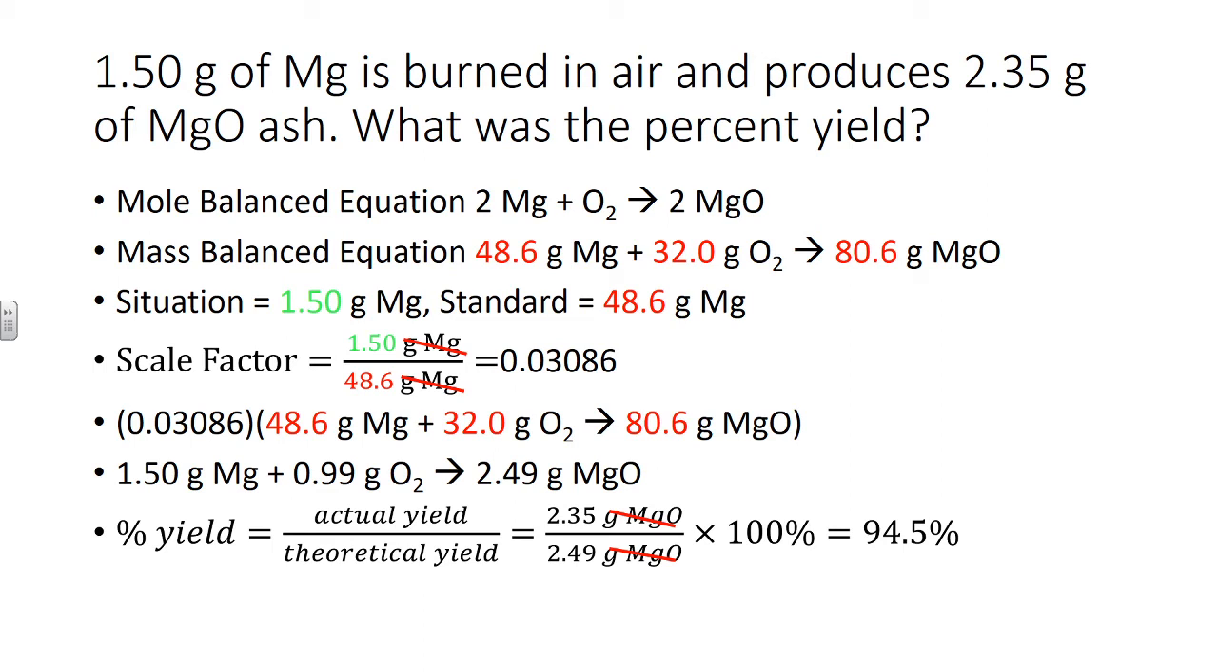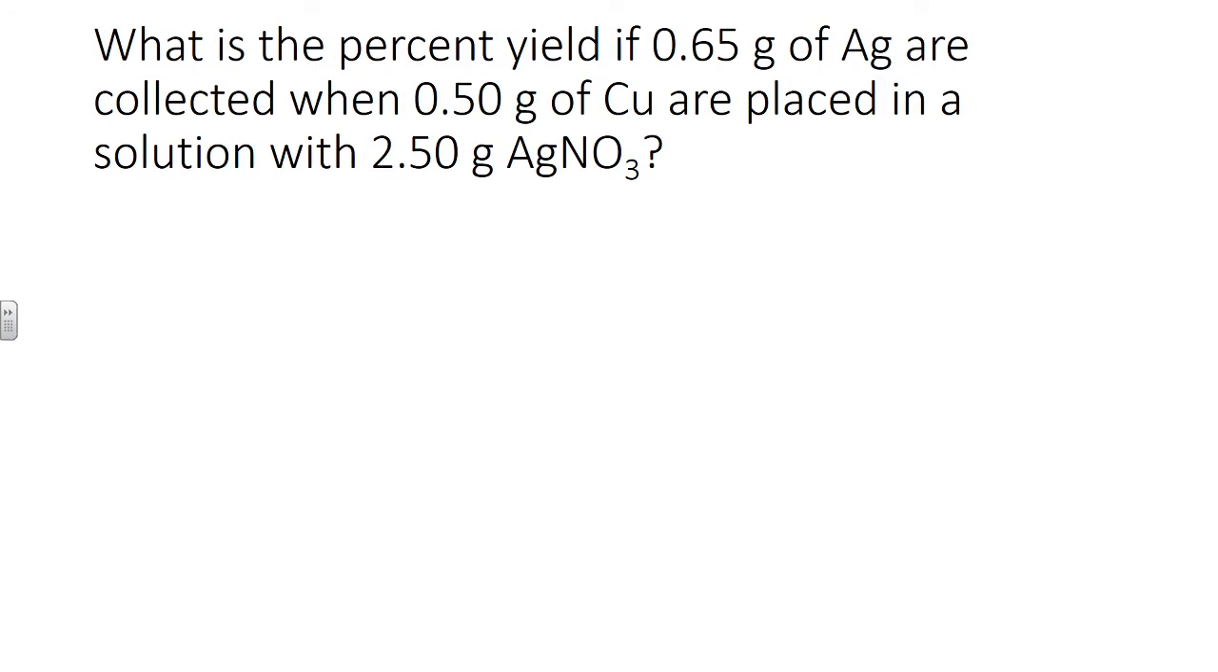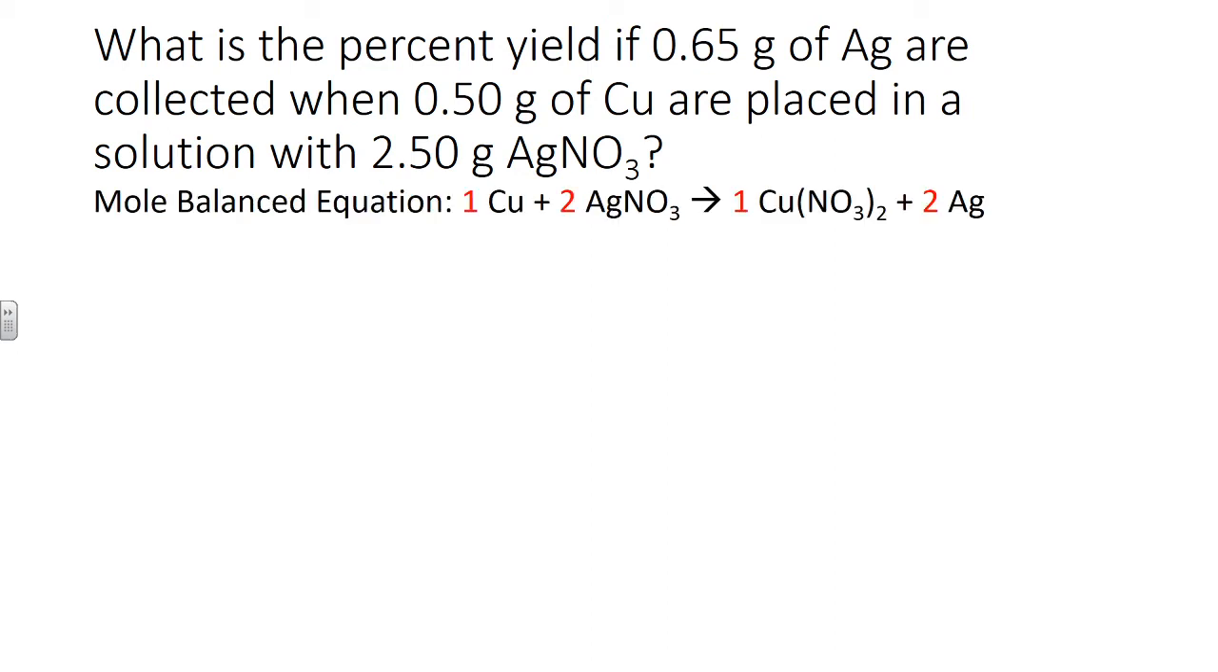What makes theoretical yield problems, percent yield problems, a little more difficult is you'll be handed lots of numbers, and figuring out what you need to do with each of those numbers can be a little disorienting at first, especially if there is a limiting reactant, as we're about to see here. So 0.65 grams of silver are collected when 0.5 grams of copper are placed in a solution with 2.5 grams of silver nitrate. And we're being asked the percent yield. So lots of numbers here.